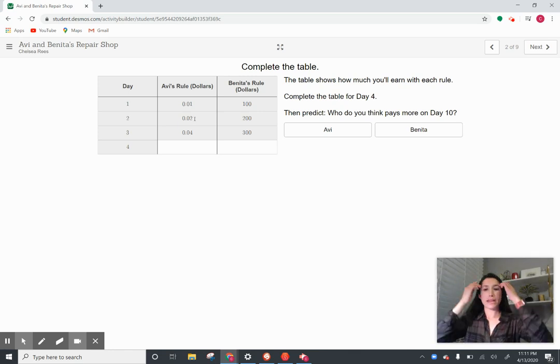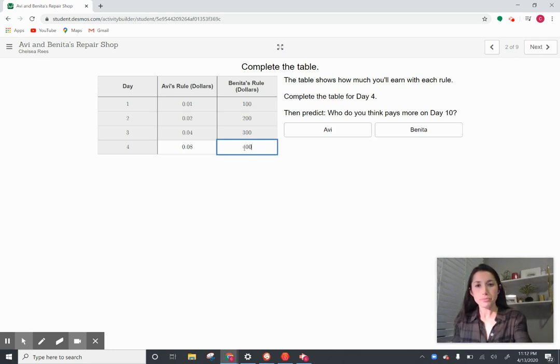If we can figure out what the pattern is, similar to our warm-up when we were looking at the sequence of numbers, we notice our pattern should be multiplying by 2. So when we're typing this in, I can just put 0.08. And then here, let's look at our pattern. This is a pattern where we're consistently adding an amount. So we go from 100 to 200 to 300. It looks like we're adding 100 each time, so that would be 400.